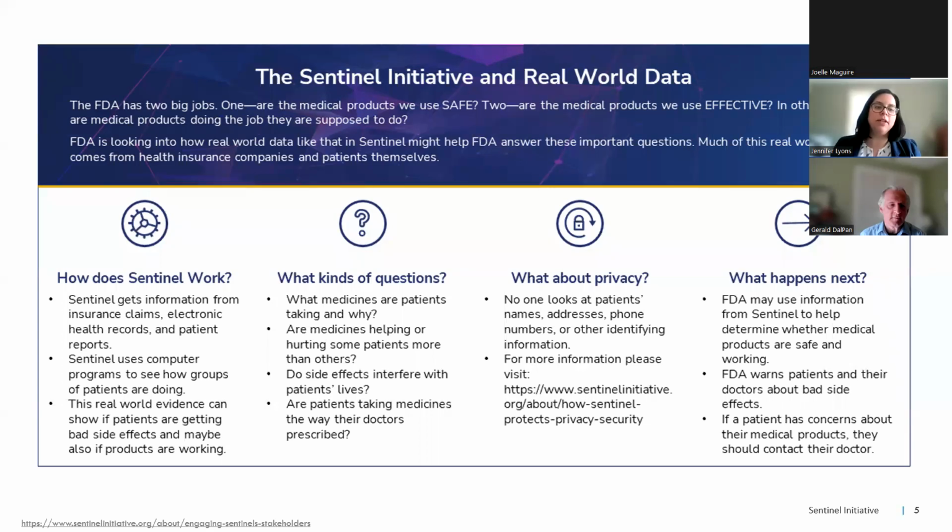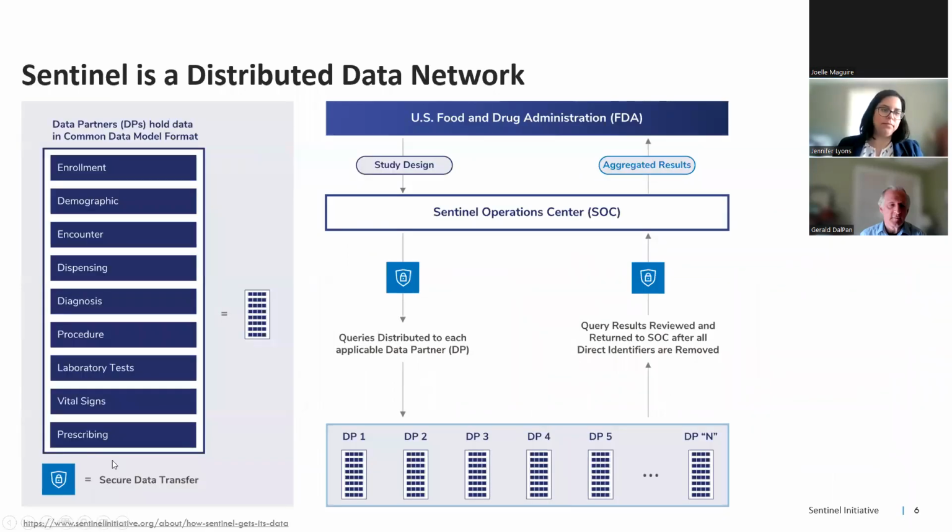All of these components come together to help the FDA answer regulatory questions on behalf of the public. And after the FDA conducts one of these analyses in Sentinel, the findings can be used to help determine whether medical products of interest are safe and effective. It can also inform advisory committee meetings, be used to develop drug safety communications, inform label changes, and much more.